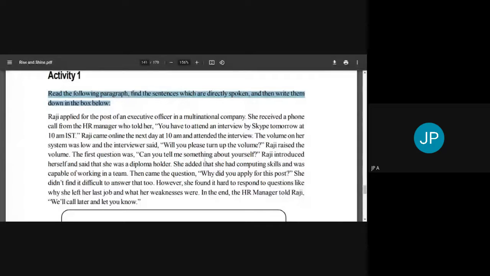So we look at the sentences in this paragraph, and we can see that there are many such sentences which are directly spoken. How do we identify them? We identify them by looking at the quotation marks, as Sri Lakshmi has rightly pointed out. It is by looking at these quotation marks or inverted commas that we identify which sentences are directly spoken. So there are many such sentences. One such example is given here. So this is the first one. You have to attend an interview by Skype tomorrow at 10 a.m. IST. Yes, that is the first one.